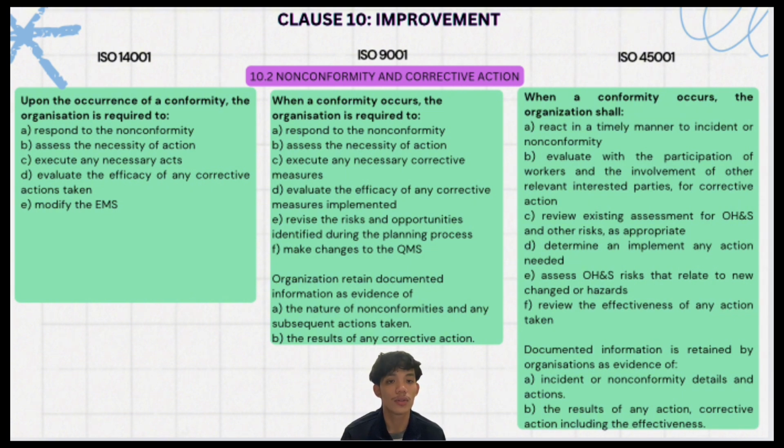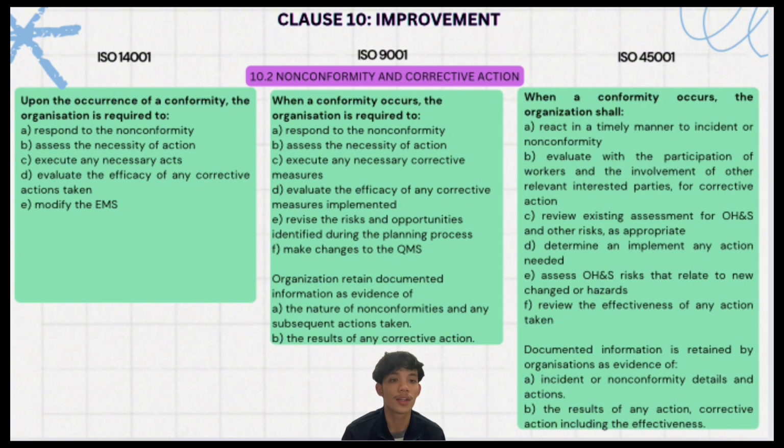Looking at ISO 9001, when a non-conformity occurs, the organization is required to respond to the non-conformity, assess the necessity of action, execute any necessary corrective measures, evaluate the efficacy of any corrective measures implemented, revise the risks and opportunities identified during the planning process, and lastly, make changes to the QMS. The organization retains documented information as evidence of the nature of non-conformities and any subsequent actions taken and the results of any corrective action.